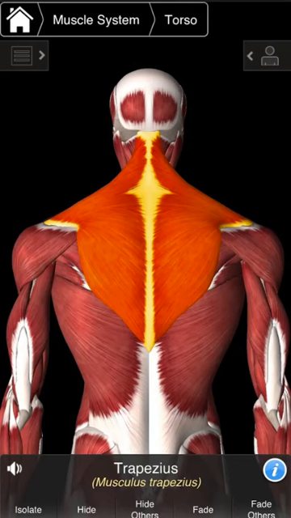So it's insertion, pretty long continuous insertion along the acromion. So remember that your acromion is the tip of your shoulder, so it's out here, as well as the spine of the scapula posteriorly, and then the distal third of the clavicle anteriorly. So again, pretty broad insertion there.